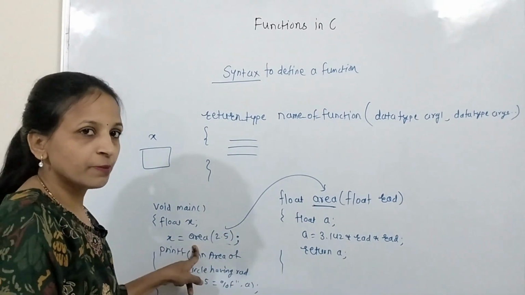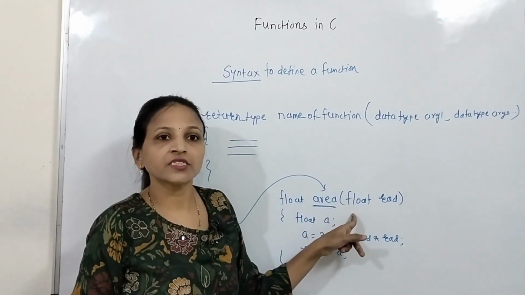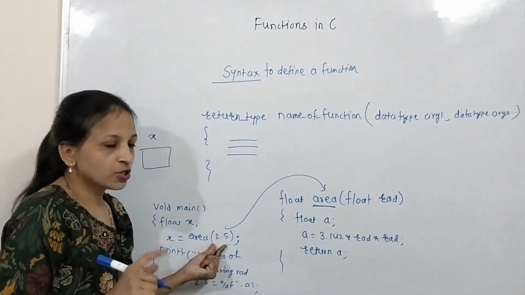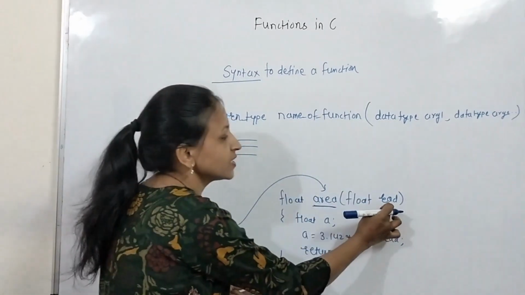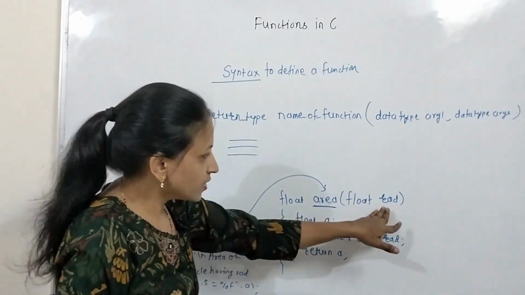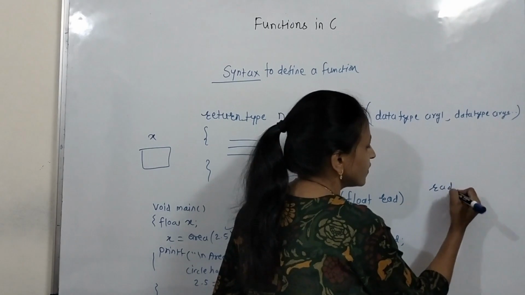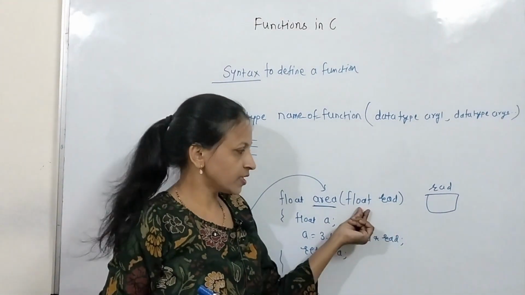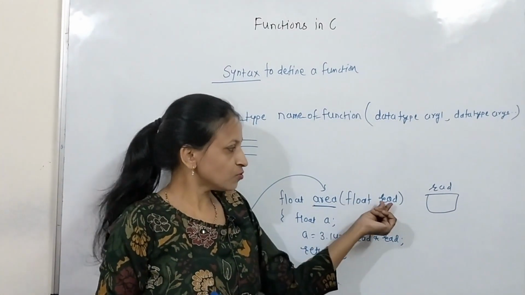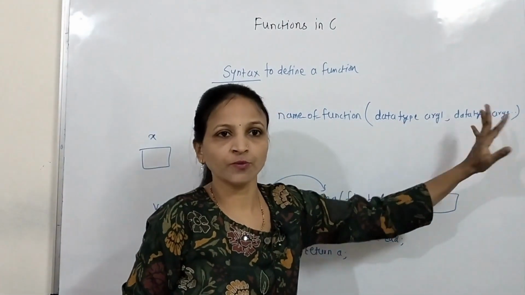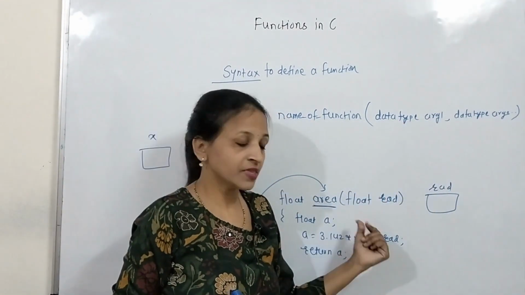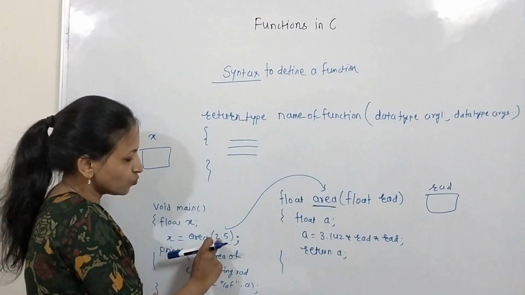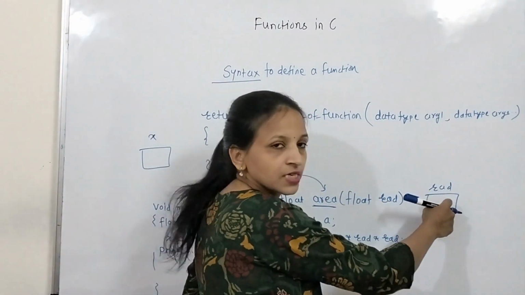Whenever that function is called, control automatically passes to that function, and then this 2.5 that we are passing should get copied inside this rad. How? See, again for this rad, 4 bytes will be allocated in memory, because its data type is float. We have mentioned float, and here there is only one argument. We can pass any number of arguments to that function, with a data type in the function definition. Now whenever this gets executed, that 2.5 will get copied inside this rad variable.